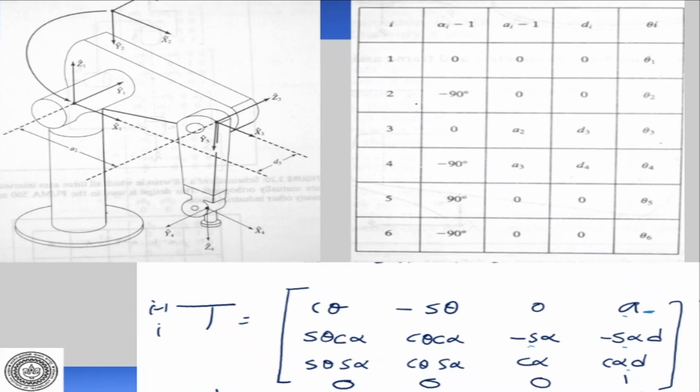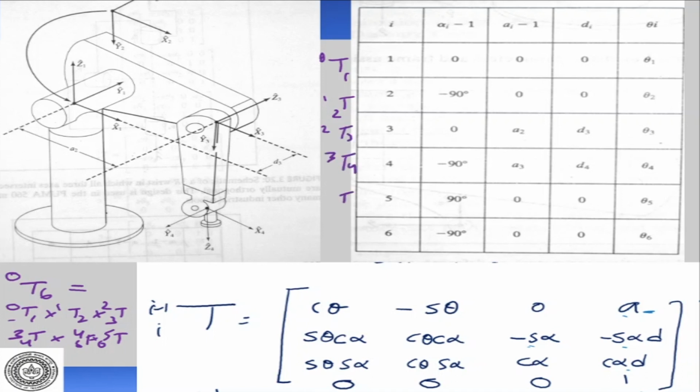Next, I need to find the matrix T0 to 6. And how do I find that? I multiply all the matrices: T0 to 1 into T1 to 2, T2 to 3, T3 to 4, T4 to 5, and T5 to 6. I multiply all of these. So I need to find each of the individual matrices: T0 to 1, T1 to 2, T2 to 3, T3 to 4, T4 to 5, and T5 to 6.